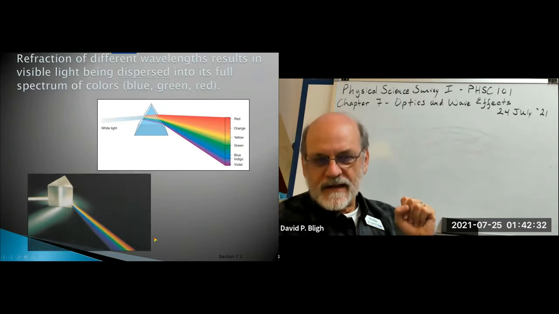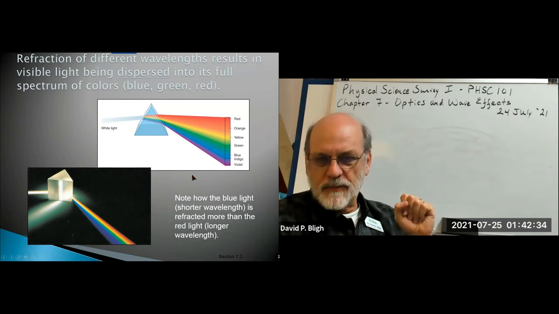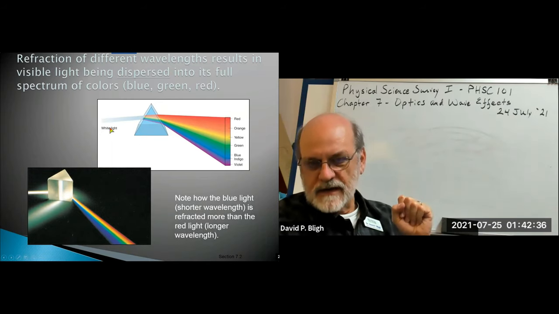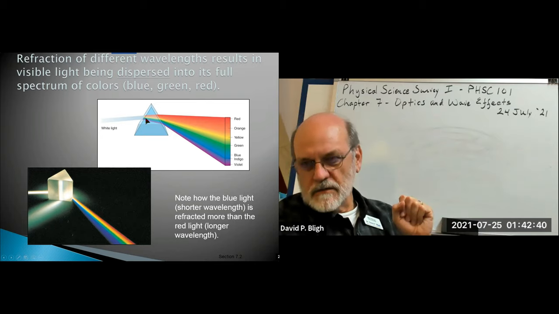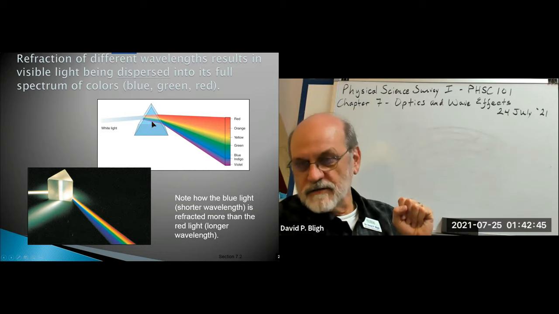Okay. So this is what you'll see with a prism, right? As the white light enters, the greater refraction occurs for a blue light or a violet light on this end of the spectrum, and lesser for the red light.